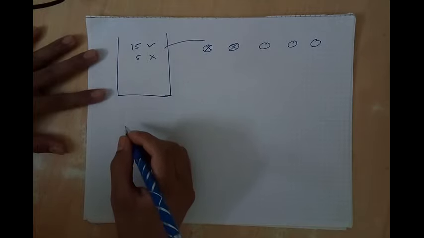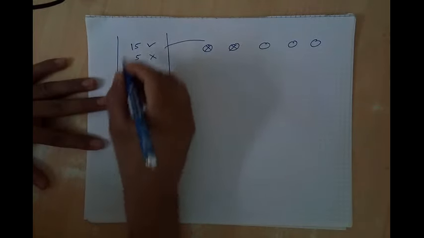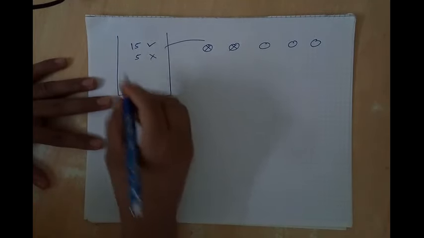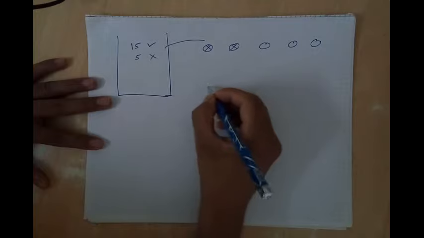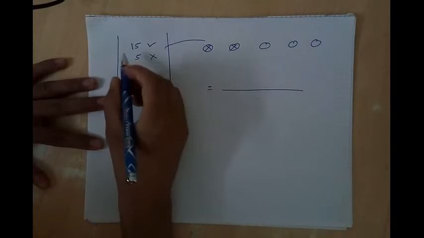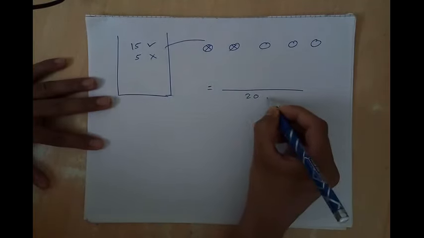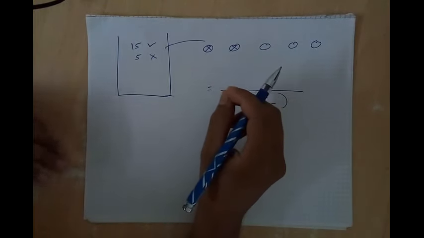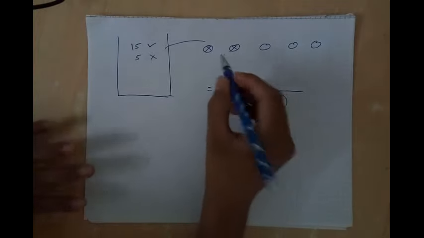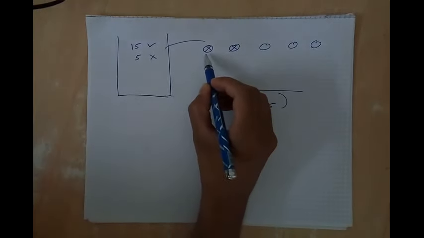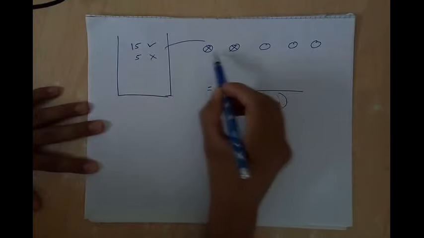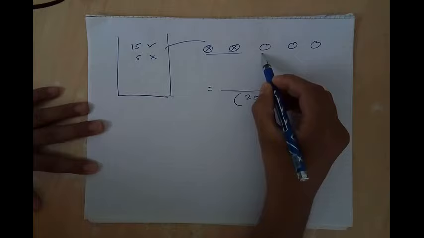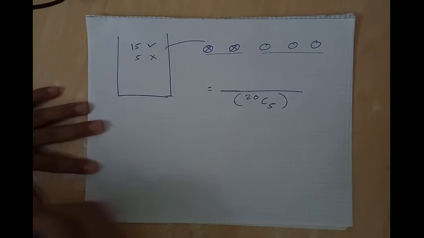Now we will use the concept of combination here. From a total of 20 tires, how many ways can we choose 5 tires? So it is 20 combination 5. And now in the numerator we have to find the outcomes which are desirable. So the desirable event is that from these chosen 5 tires we have 2 defective tires and 3 okay tires.